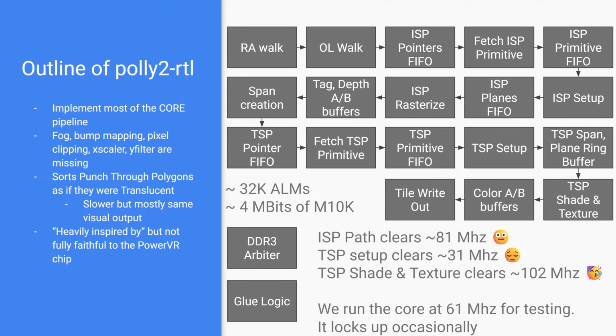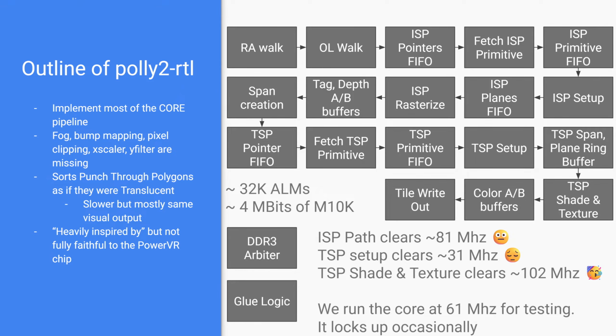So how does this work? It works in a similar way to the Power VR chip. You can see the units, the register array walk, then the object list walk. Those are fairly simple. You just read the pointers. You will notice there are a lot of FIFOs and AB buffers to allow work to happen in parallel. In the first implementation, there weren't any, and it was 3 to 10 times slower. So this was added earlier this week.